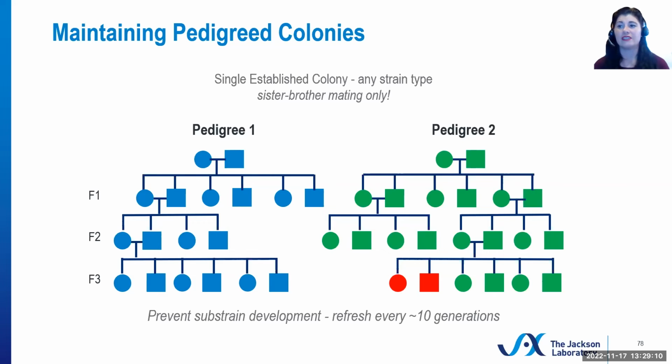Because you have pedigreed lines, it is less likely that that mutation has spread through the entire colony. However, if you maintain this breeding scheme long enough, so about 20 generations, you can generate your own substrain. Preventing substrain development and mitigating the accumulation of spontaneous mutations by refreshing your colony after about 10 generations can help maintain experimental reproducibility.